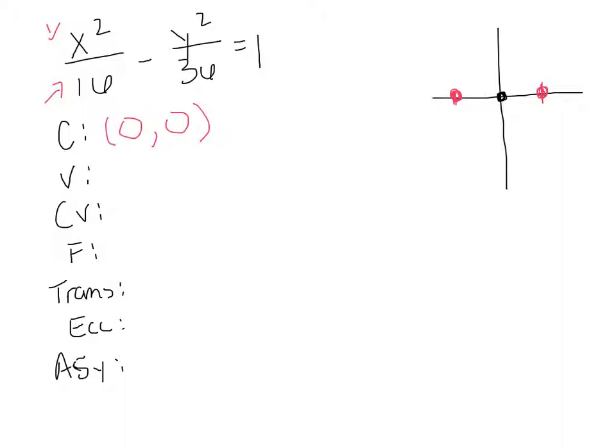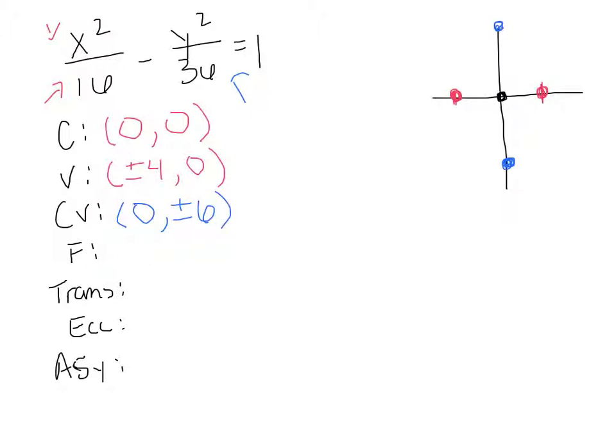So I can write the coordinates for these vertices. The vertices are going to be at 4 and negative 4, 0. So I'm going to write it as plus or minus. You don't have to use plus or minus. You can put them all together. Now our co-vertices, that's going to come from the number with the y in this case, and that means we're going to move up and down. So square root of 36 is 6, so I'm going to move up 6 from the center and down 6 from the center. So that gives me my co-vertices of 0 plus or minus 6.